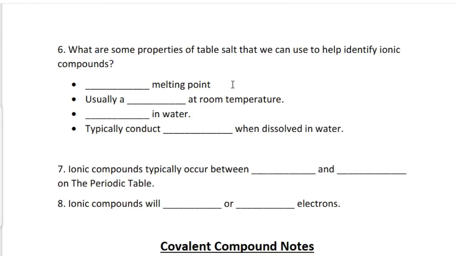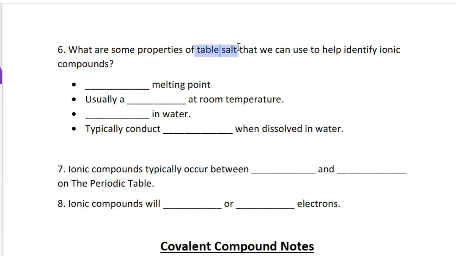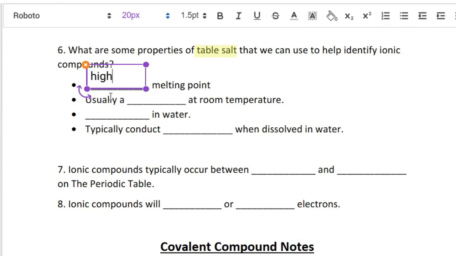Now, some properties of table salt that we can use to help identify ionic compounds include the following. It's easier to think about something you've already seen before. So if you're thinking about what properties ionic compounds have, think what does table salt have? If I were to hold table salt in my hand, it would not melt. I'd need a much larger amount of heat in order to get it to melt. So we say that table salt has a high melting point. It needs a lot of heat in order to melt.